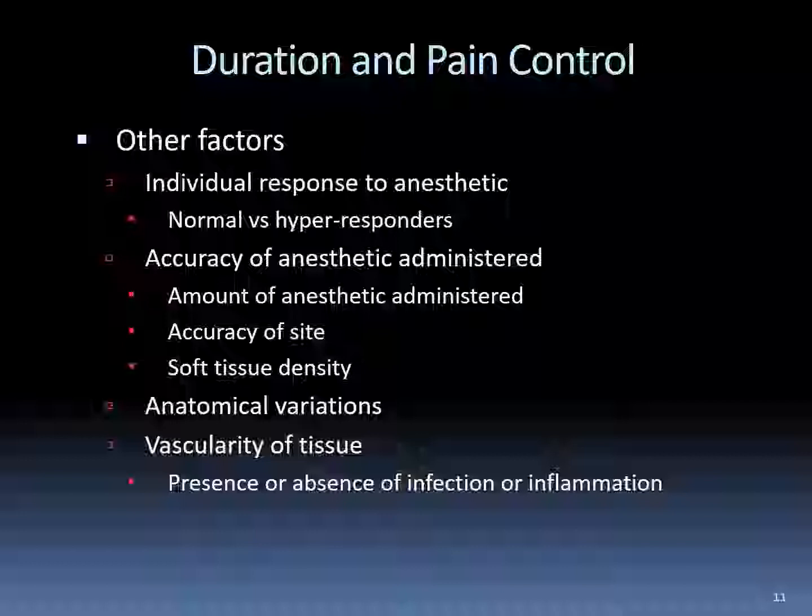Also, anatomic variations have a play on the duration of anesthetic agents, and also the vascularity of tissue. The presence or absence of infection and inflammation in an area also has a big effect on the vascularity of the tissue and the length of the duration of the local anesthetic.